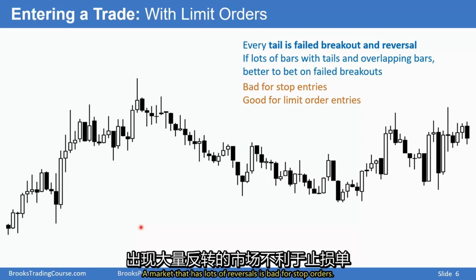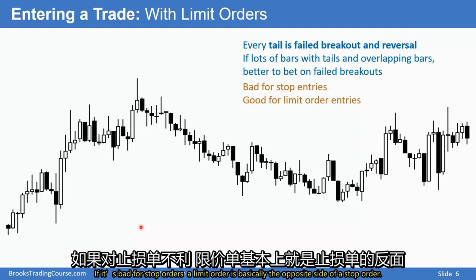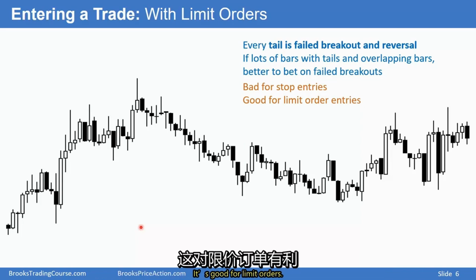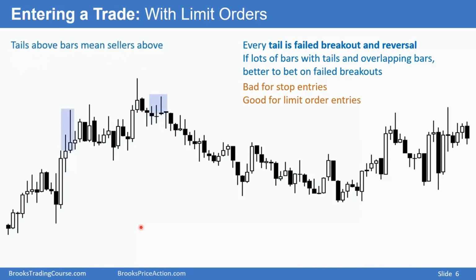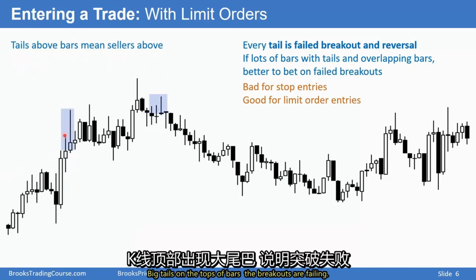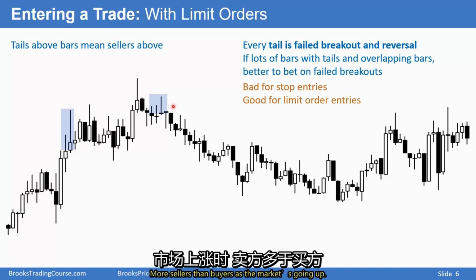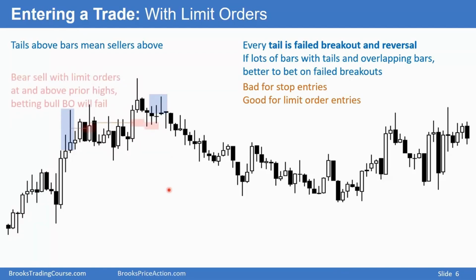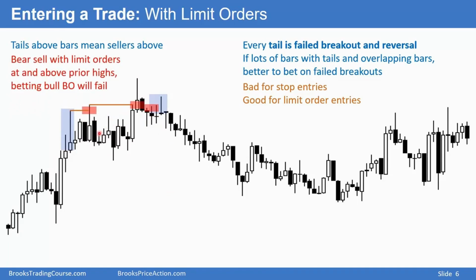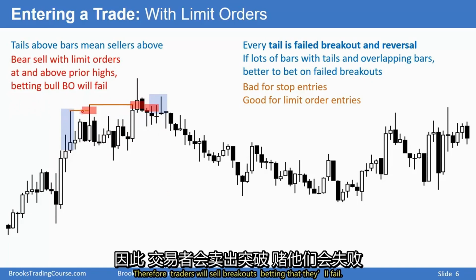A market that has lots of reversals is bad for stop orders. If it's bad for stop orders, a limit order is basically the opposite side of a stop order. It's good for limit orders. Big tails on the tops of bars, the breakouts are failing, more sellers than buyers as the market's going up. Therefore, traders will sell breakouts betting that they'll fail.